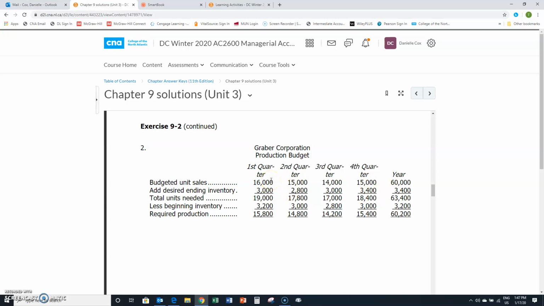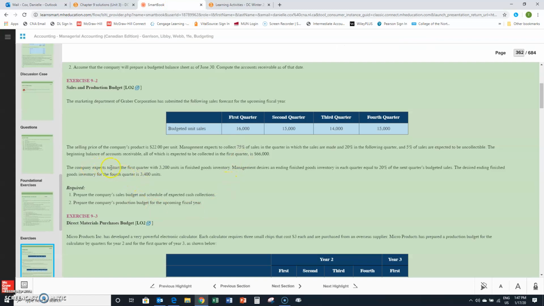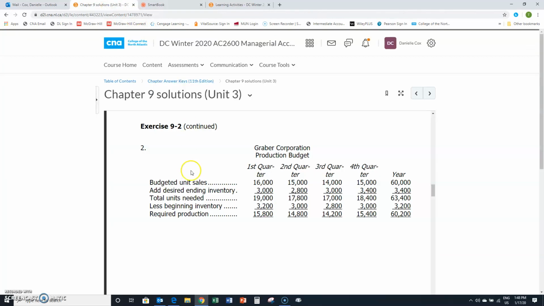So we're given our unit sales, and we're told what percentage our desired ending inventory is supposed to be, 20% of the following quarter's sales, which gives us the total units needed. Now we need this many units, but how many do we already have? We are told that the company expects to start the first quarter with 3,200 units in finished goods inventory. So that's where we get the first one. If we know what we need and what we already have, the rest we need to produce. So you take the needs less what you already have to get your required production.